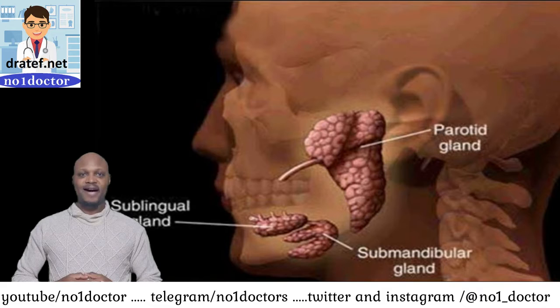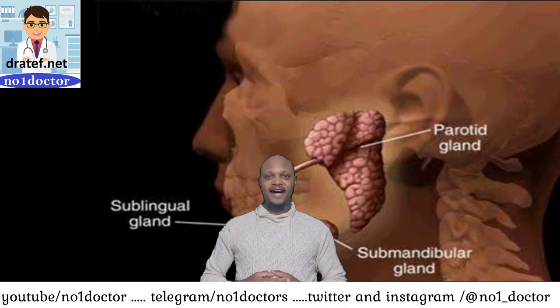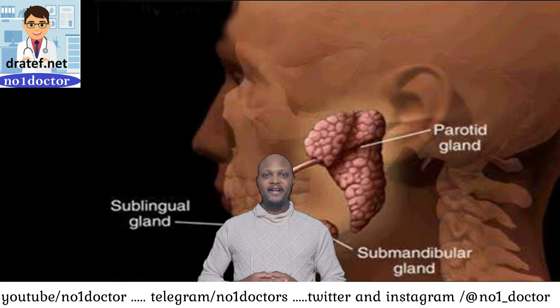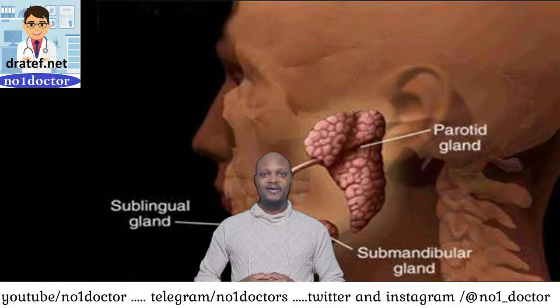Today we will talk about salivary glands. The salivary glands consist of the parotid, submandibular, sublingual and other minor salivary glands. The parotid region is that part of the face in front of the ear and below the zygomatic arch. The gland is delineated into superficial and deep portions by the branches of the facial nerve.